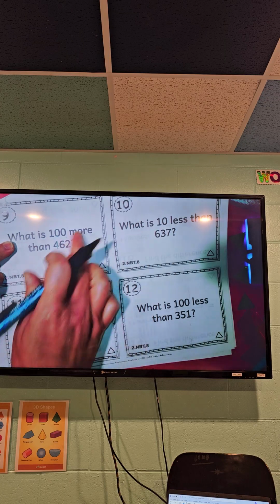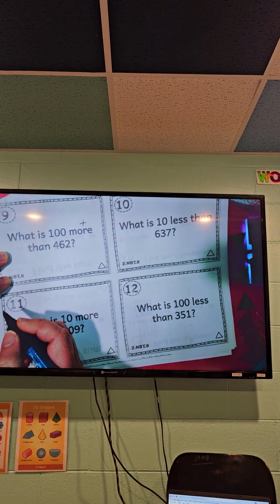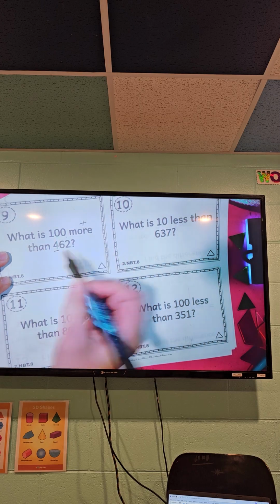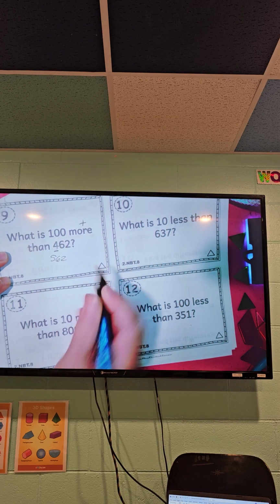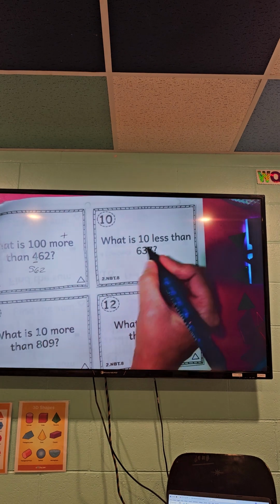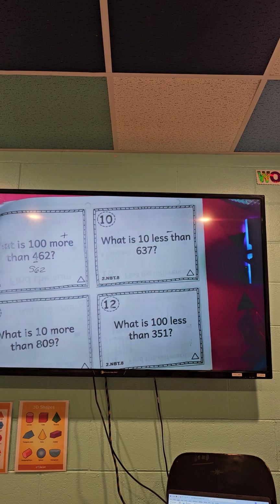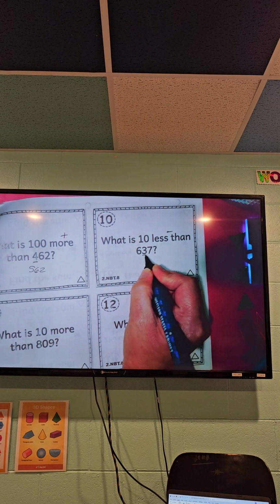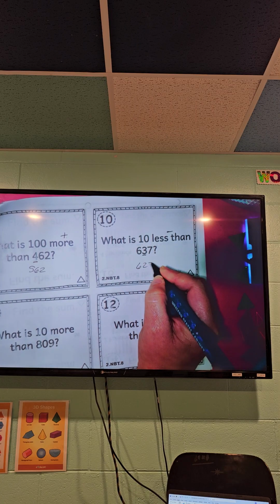What is 100 more than? So you're adding. Find the hundreds place. The 4 is increasing by 1, so you get 562. What is 10 less than? Less than. We're subtracting. Find the tens place. 30 decreases by 1, so it becomes 627.